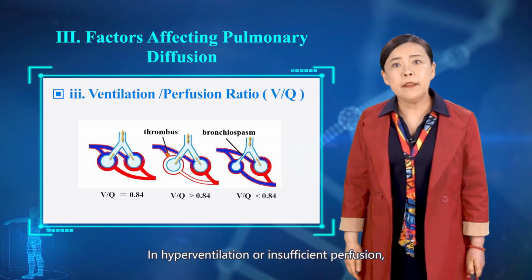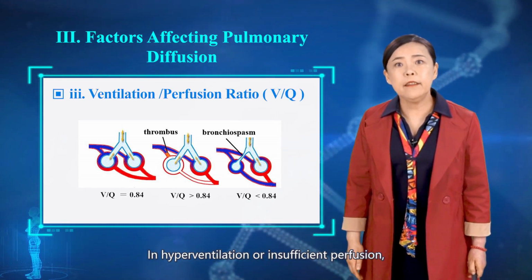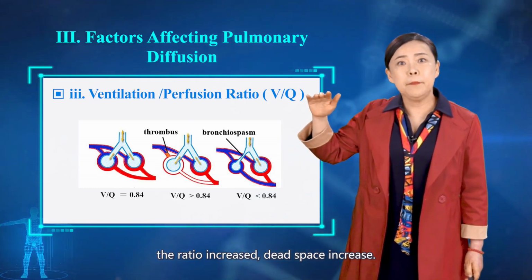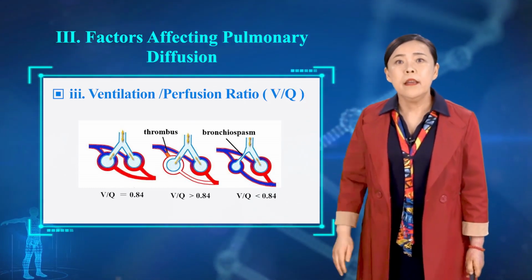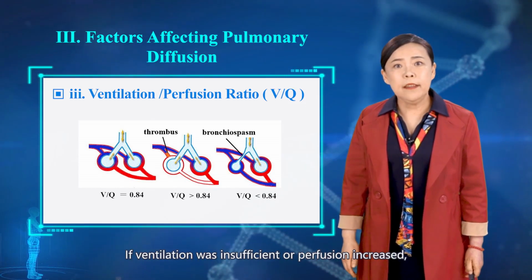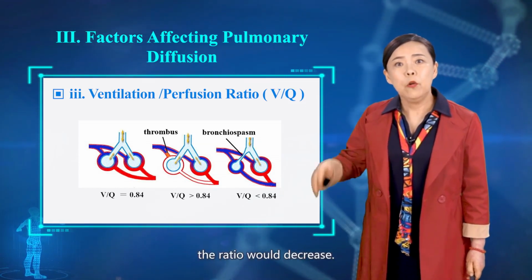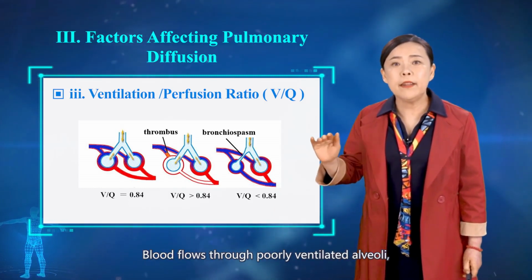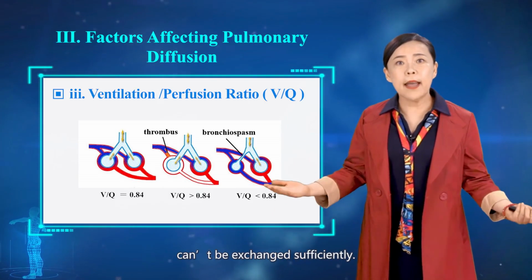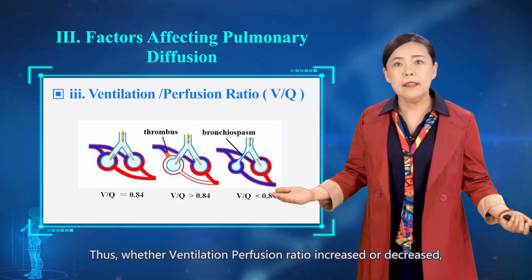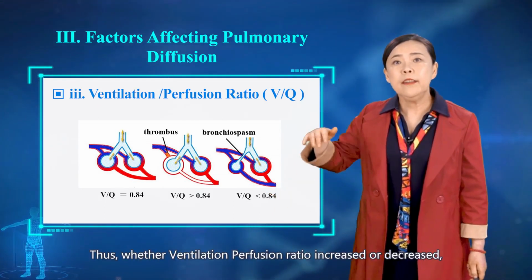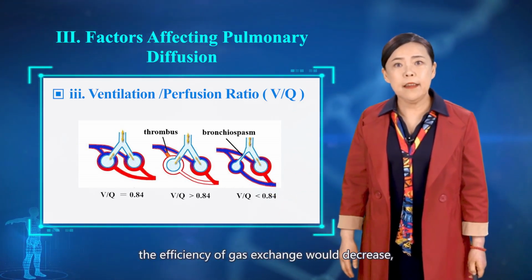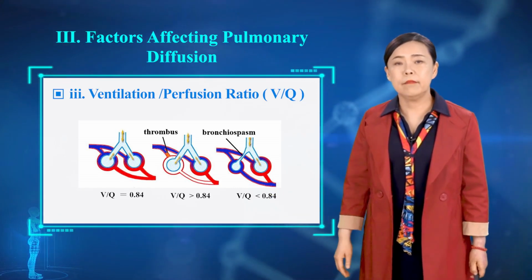In hyperventilation or insufficient perfusion, the ratio increases and dead space increases. If ventilation is insufficient, the ratio decreases. Blood flowing through poorly ventilated alveoli can't get enough oxygen. Thus, whether the ratio increases or decreases, the efficiency of gas exchange decreases.